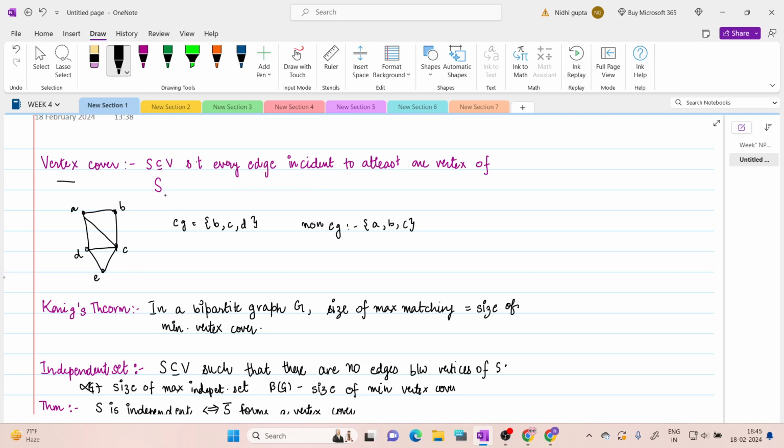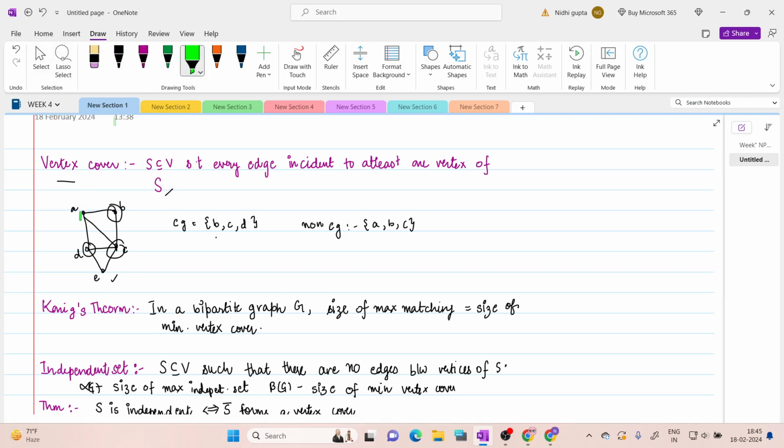vertex of S. So for vertex cover, we have to choose vertices in such a manner that every edge has at least one of the endpoints in S. So in this example, you can see BCD is a vertex cover because if you take any edge in this graph, it has one of the endpoints in this.